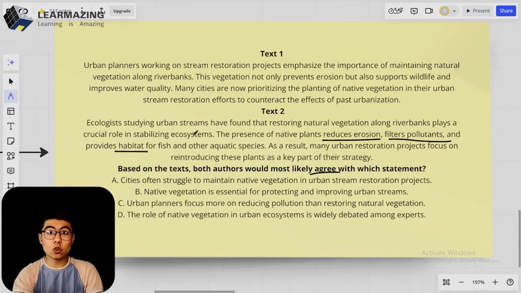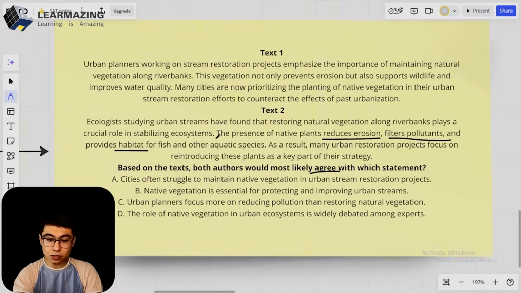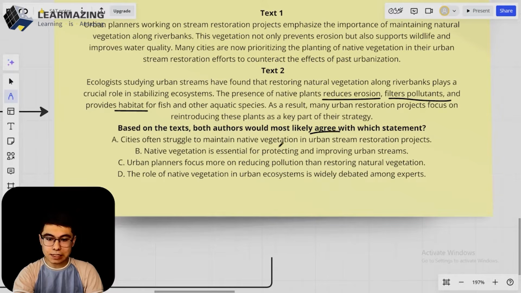Now let's read the choices. Choice A: Cities often struggle to maintain native vegetation in urban stream restoration projects. There's nothing about struggling, so A is wrong because of that. Choice B: Native vegetation is essential for protecting and improving urban streams. Yes, that sounds like the right answer, so let's keep it.